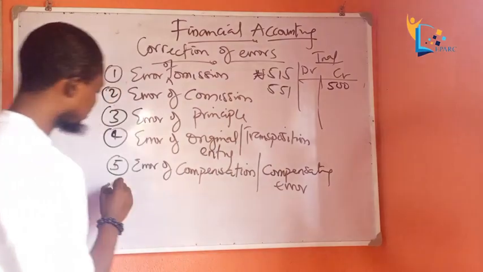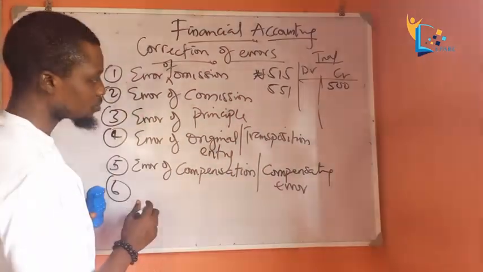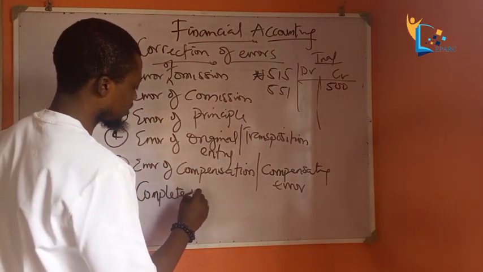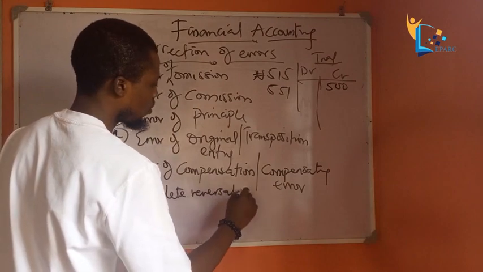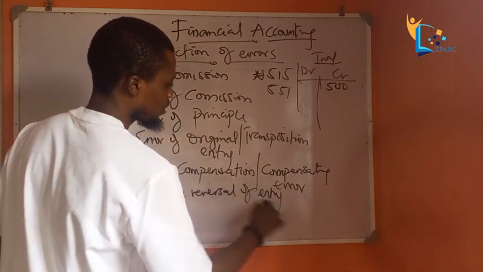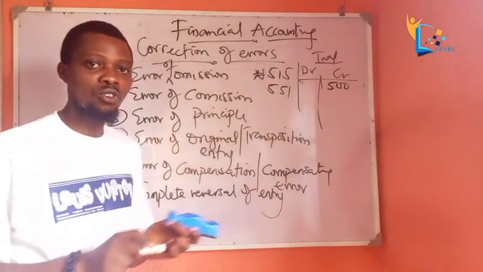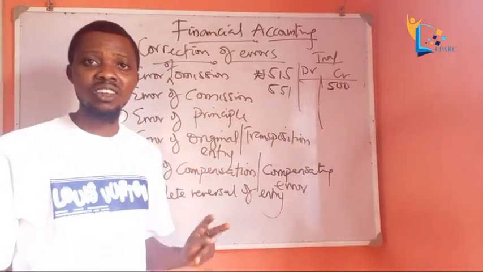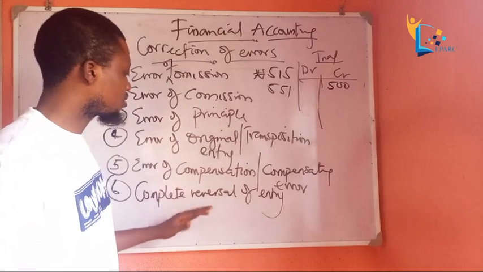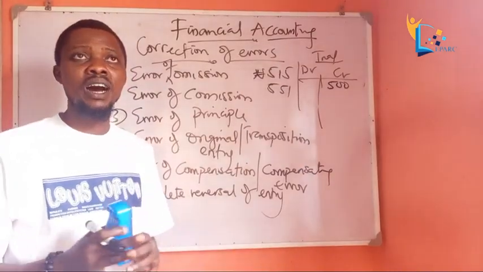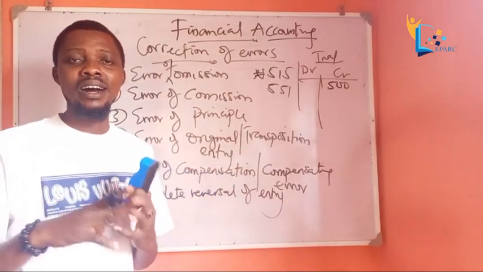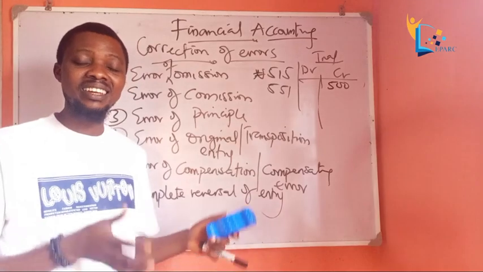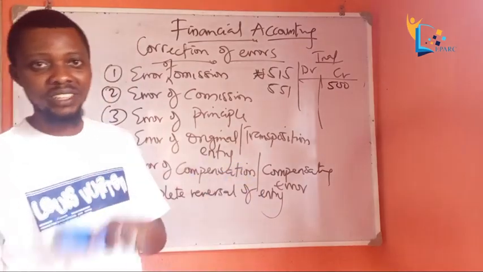Okay. Then the last but not the least, we have complete reversal of entry. Complete reversal of entry. Now, when we say complete reversal of entry, this error occurs when an account that is supposed to be debited is credited, and an account that is supposed to be credited is debited.